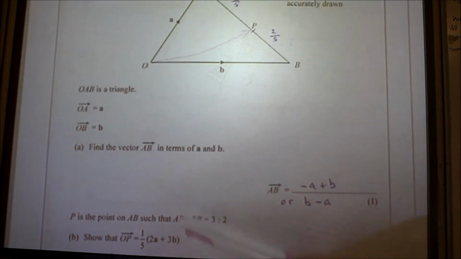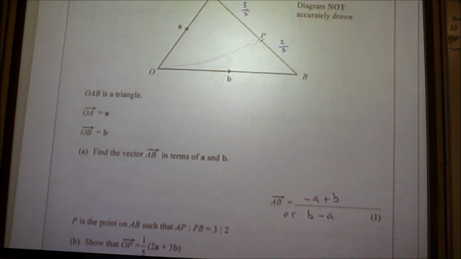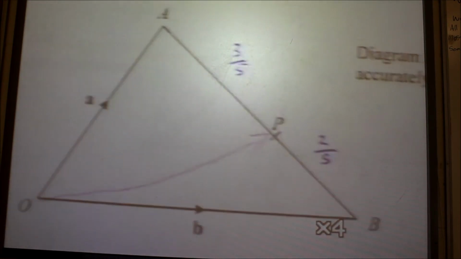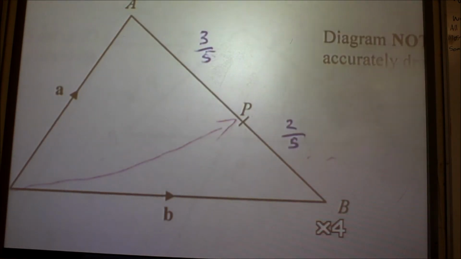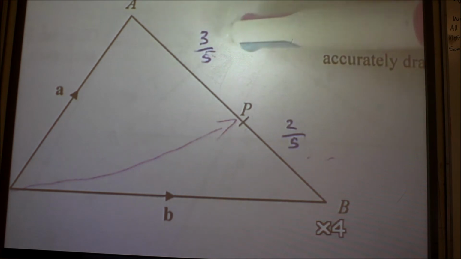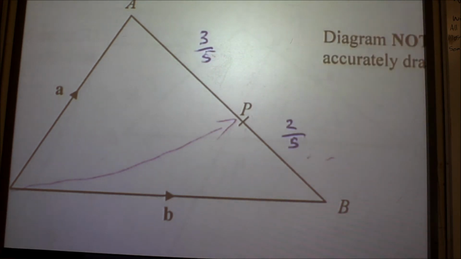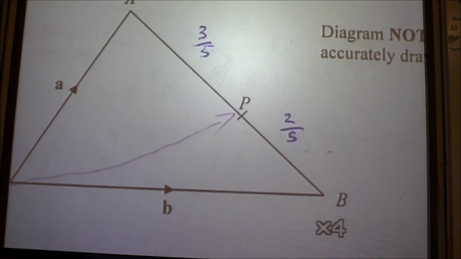P is on the line AB such that it's in the ratio of 3 to 2. So I'll show you what I've done here. It says this is in the ratio of 3 to 2, so I've split these into fractions. That is 3/5 and that is 2/5, because if it's 3 to 2, that means there's 5 parts. 3 of them there and 2 of them are there.